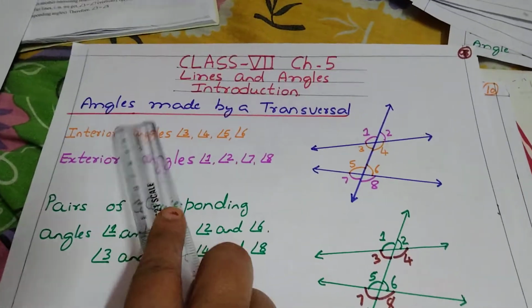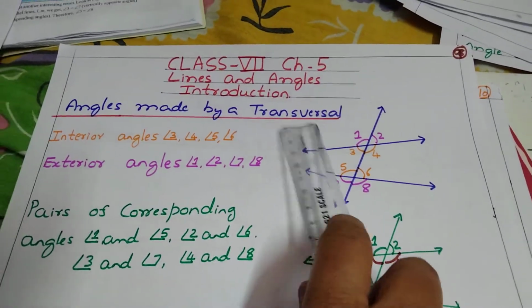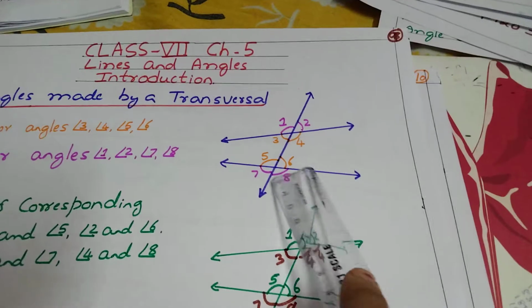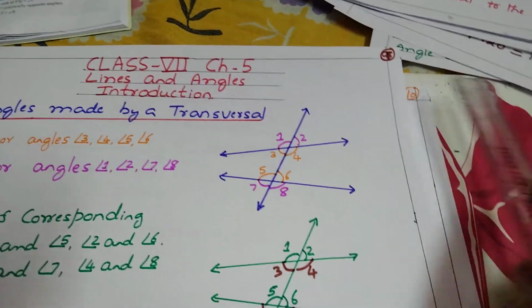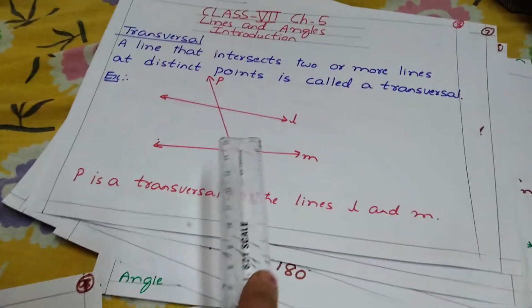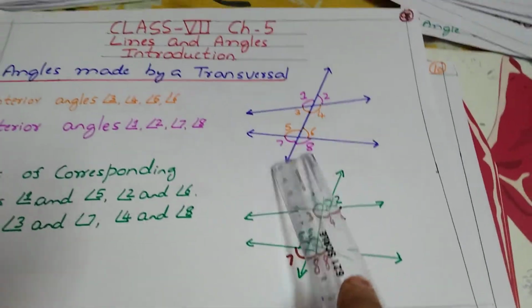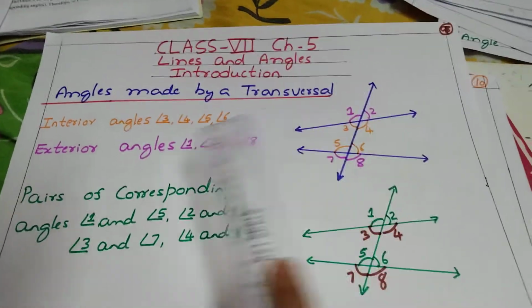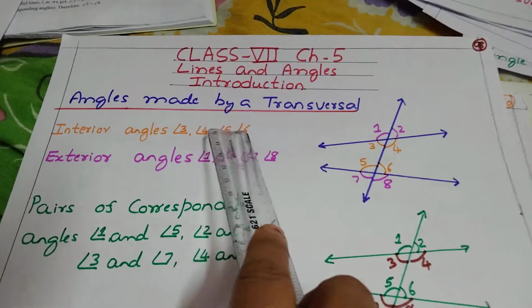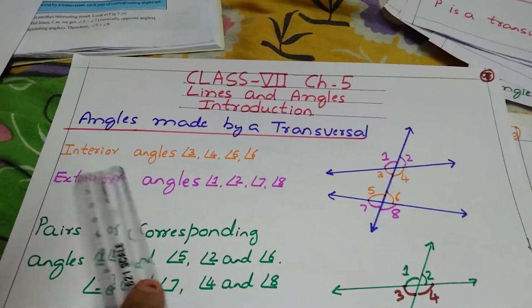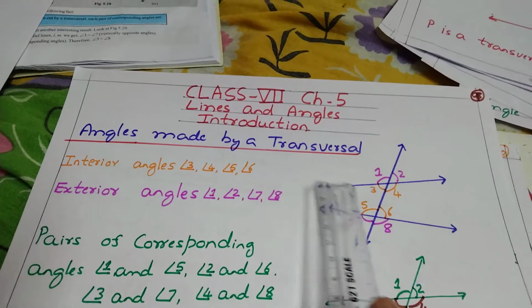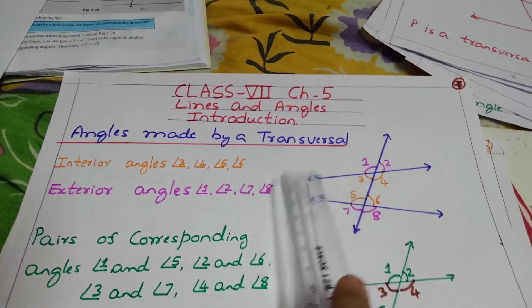Next, angles made by a transversal. I have drawn the same figure here as in the last sheet, but with a different color so it is better to understand. So, angles made by a transversal. There are so many angles made by this transversal.